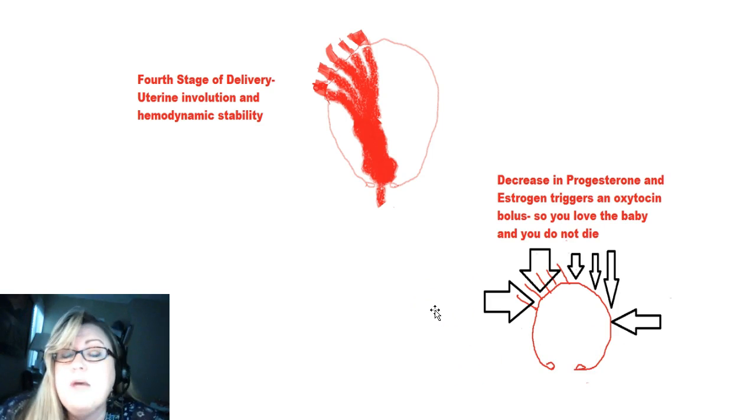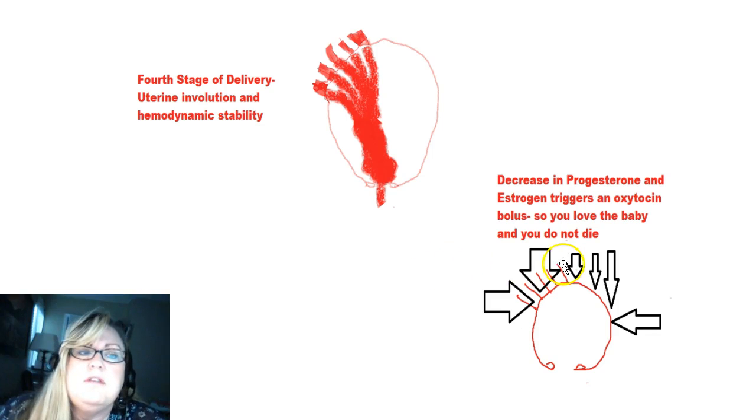The reason we have retained placental fragments is because the placenta was not in good condition. Either it was old, after 42 weeks, or it had damage from smoking, drugs, or any endocrine or vascular abnormality: hypertension, thyroid problems, diabetes, any of those things.